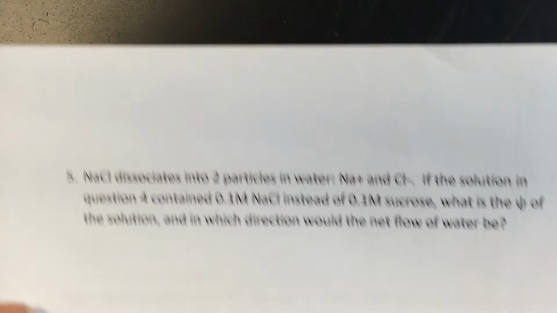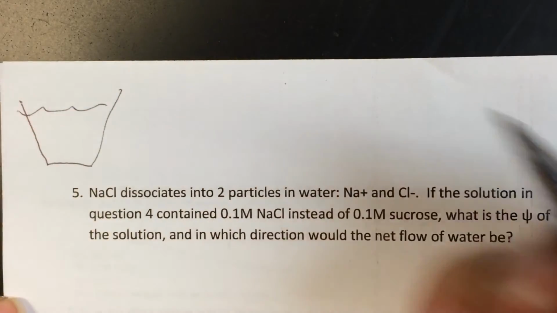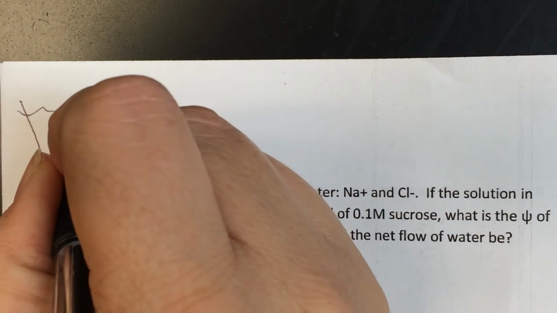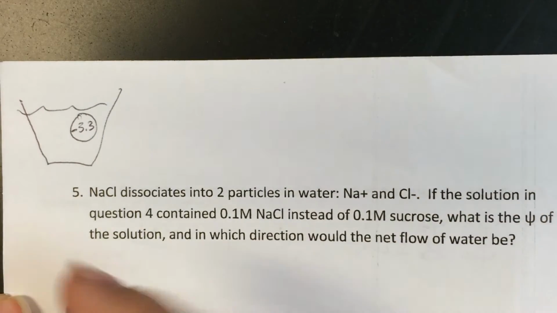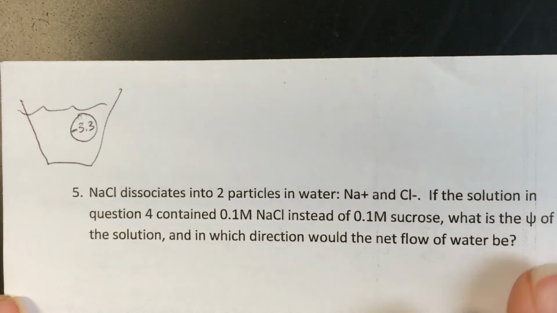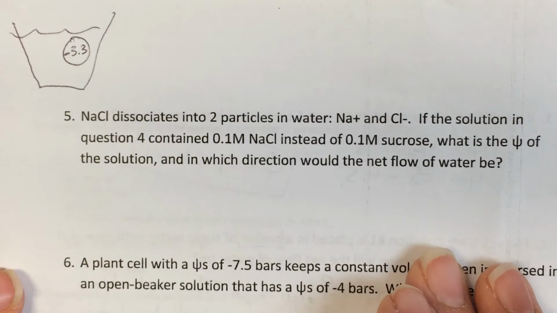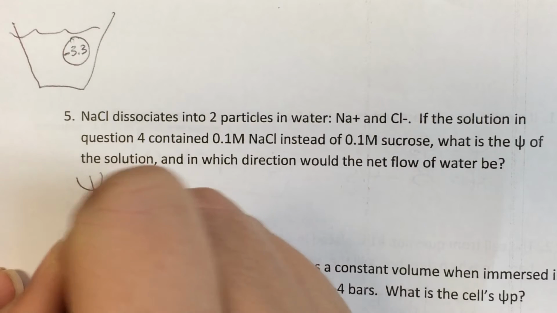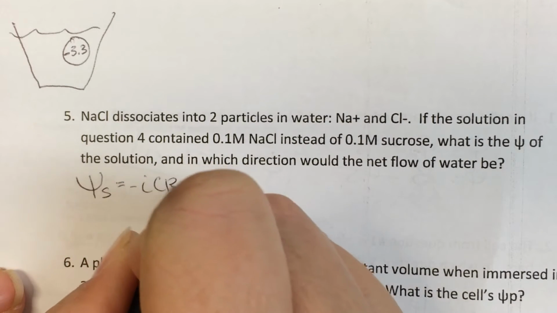All right, so I'm going to use the space on top because we're a little tight here. So here's my beaker, right? And I've got my cell in there, and it's the cell from the previous question, so it had a psi of negative 3.3. And we need to figure out what is the value of my solution to know where things are going to go. On this one, again, it's an open beaker, so I don't need to worry about the pressure. That means I just need to solve for the psi of the solution. So psi equals negative iCRT.